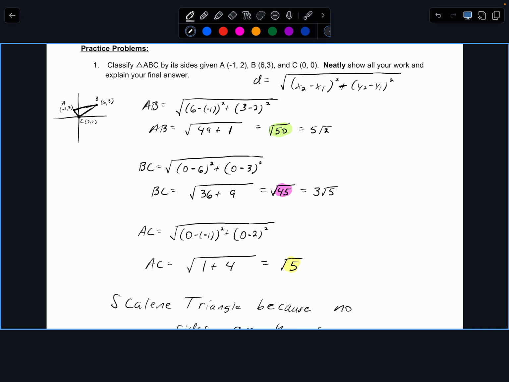Which one of these three that I highlighted, root 50, root 45, root 5, has to go into C? Root 50. Why? It's the biggest. It's the biggest. Very good. Do I care which ones go into A or B? No, as long as root 50 goes into C.